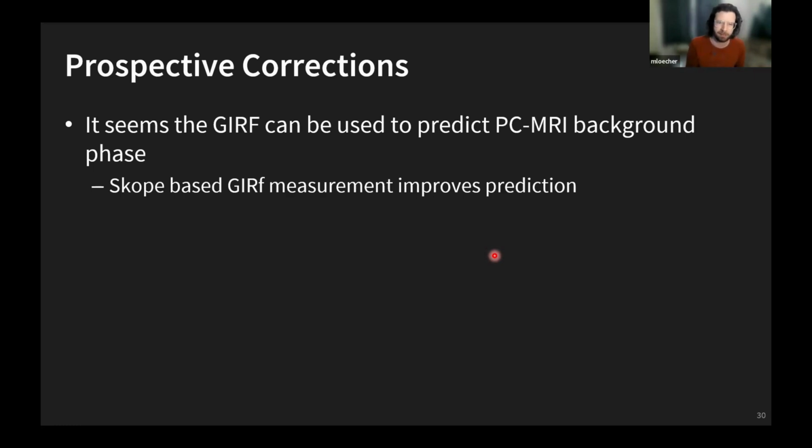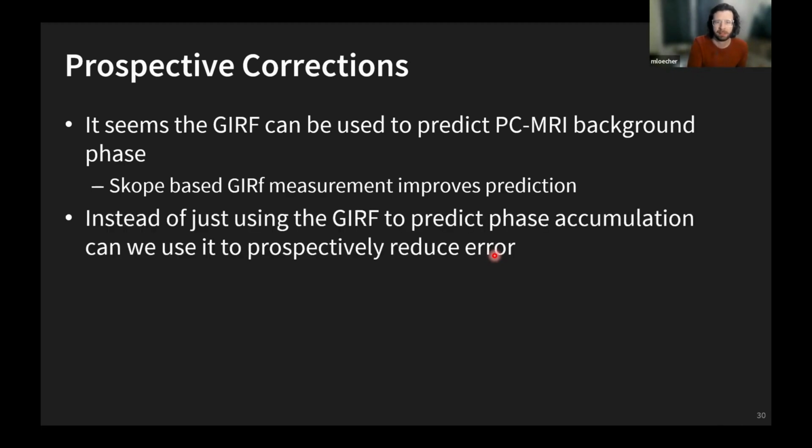So we wanted to see if we could prospectively correct it. So make gradients that, within a whole window region, are below some threshold of background velocity. So yeah, it's just what I said here. Can we use the GIRF instead of just using it to predict? Can we actually prospectively reduce the error with that?